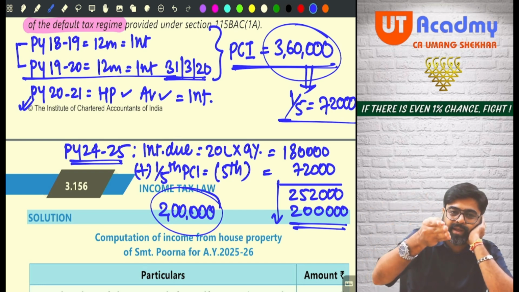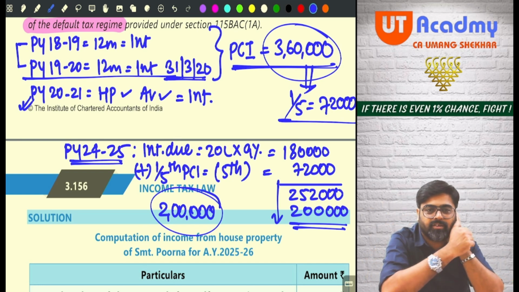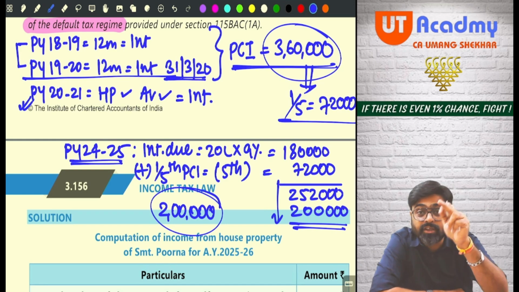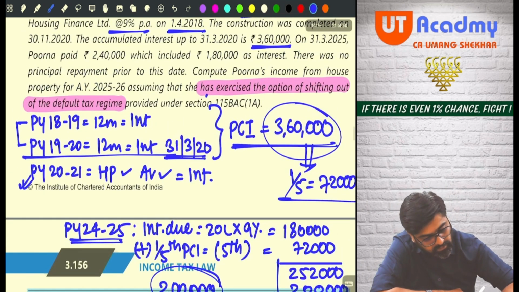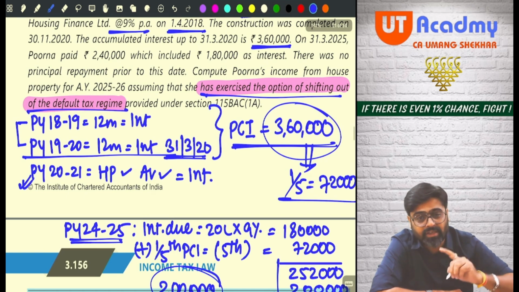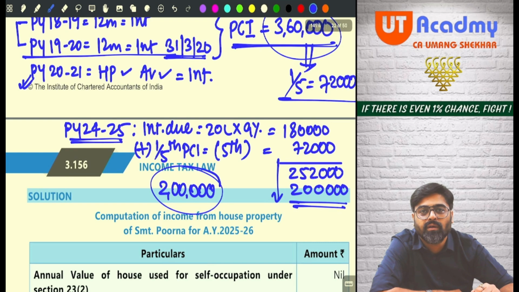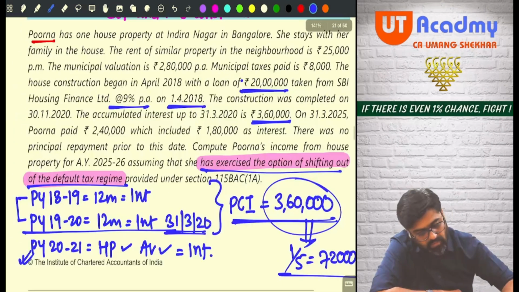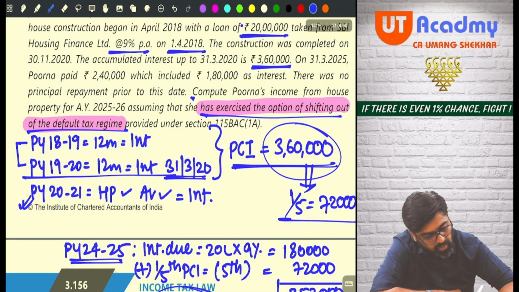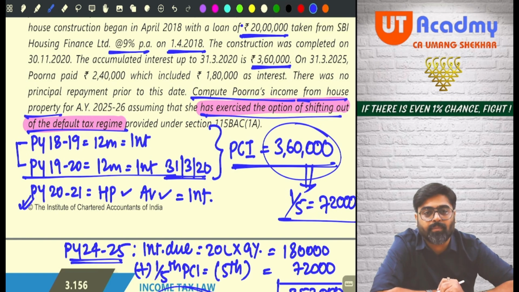Because Purna has one SOP, Purna will claim it as exempt only. And since Purna is not following 115BAC, she is shifting out. She is going to get this deduction of 2 lakhs. So what will be the final income? Come on, they are telling you: compute Purna's income from house property.